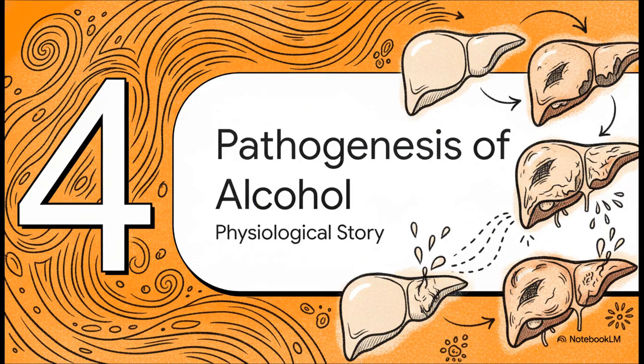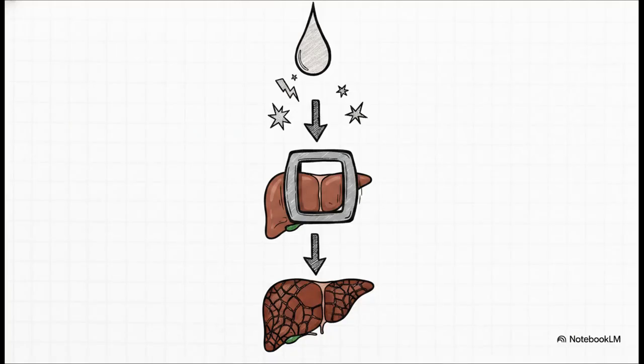Section 4, the pathogenesis of alcohol. Let's look at the physiological story. The mechanisms of hepatotoxicity map out this devastating, cascading chain reaction of metabolic stress. It begins right at the top, with direct toxicity by the ethanol itself and its breakdown metabolites. This triggers severe free radical damage and an increased redox ratio, which is essentially a massive chemical imbalance within the cells.